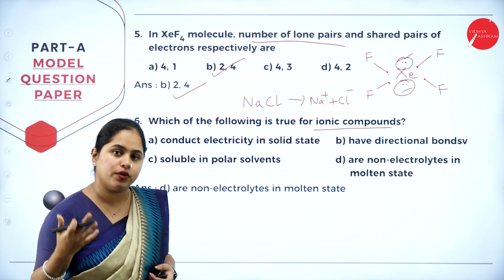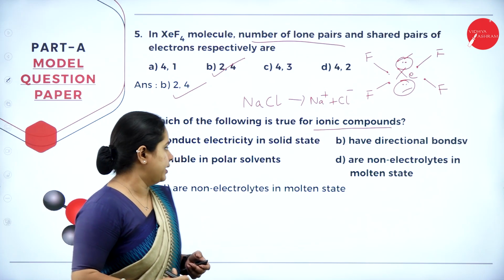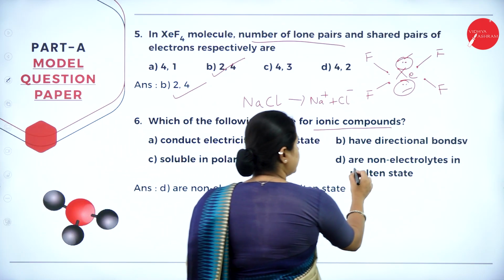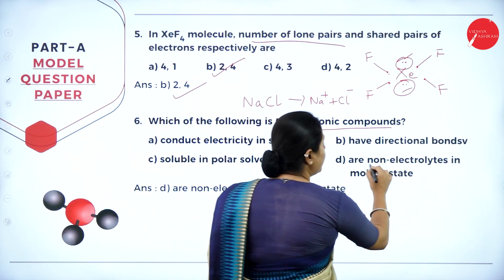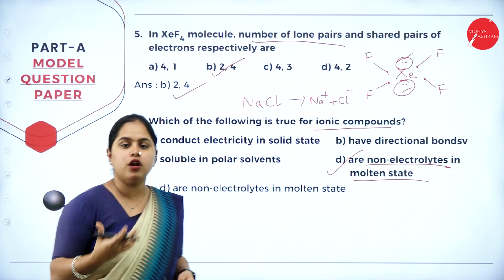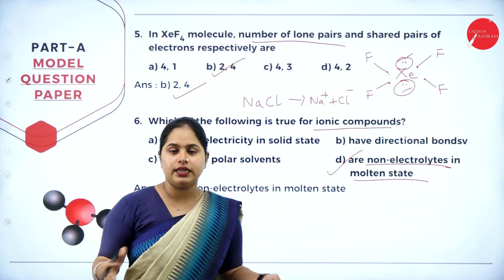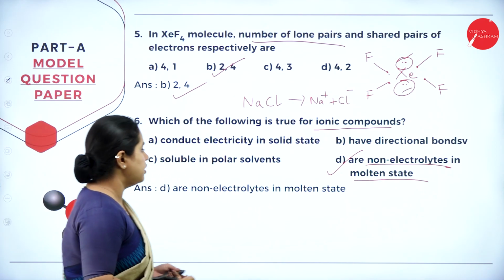It will dissociate into its constituent ions, and those ions will help in conducting electricity. So this option is the option which is correct. They are non-electrolytes in molten state. Okay, they are non-electrolyte in molten or solid state because they can't conduct electricity. Once it dissociates, it will conduct electricity. So that is the right option.